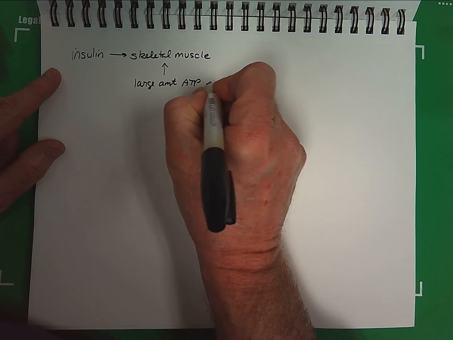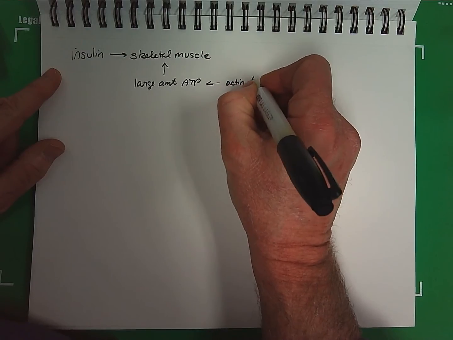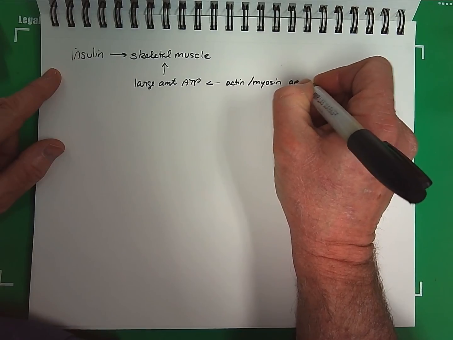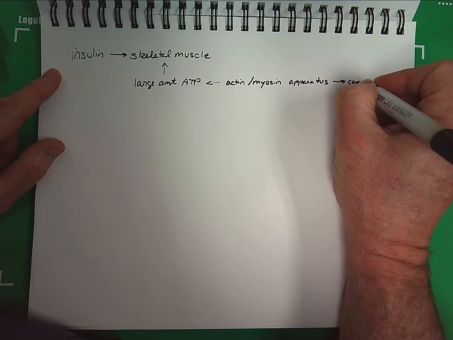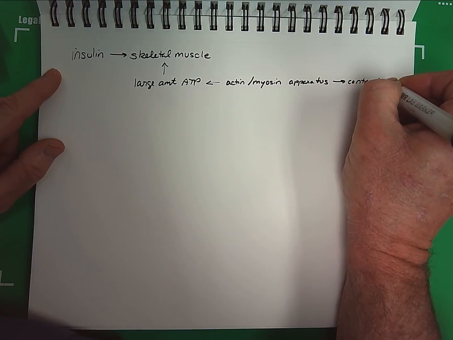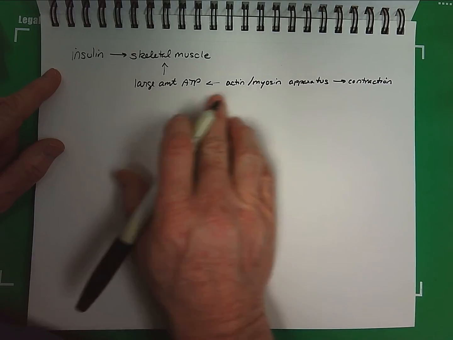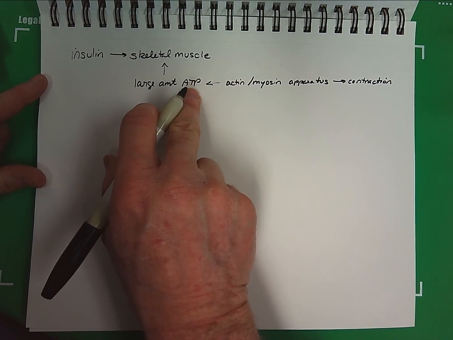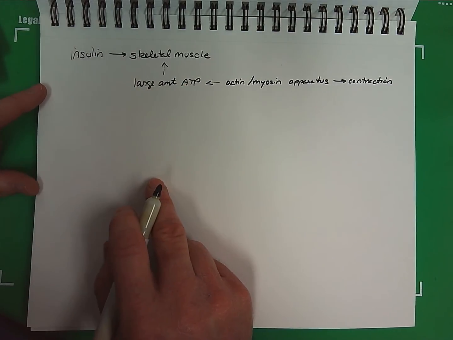Recall that the ATP is facilitating the actin-myosin apparatus that is inducing contraction. We'll take a look at this process in another video, but this apparatus requires a large amount of ATP. So skeletal muscle is definitely going to want to be able to take up glucose.